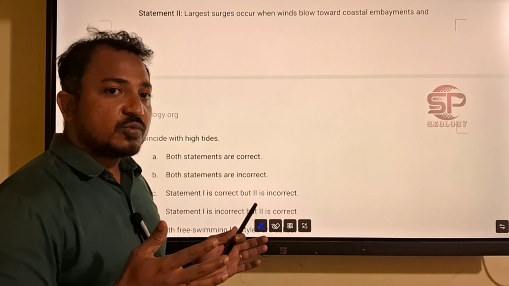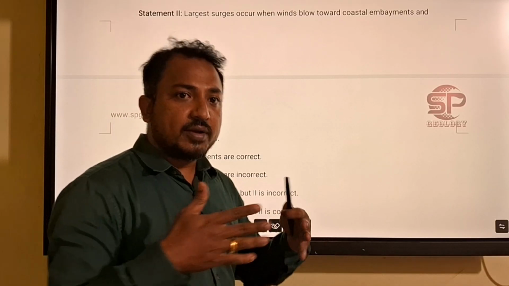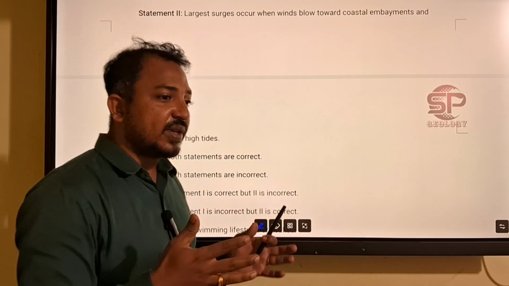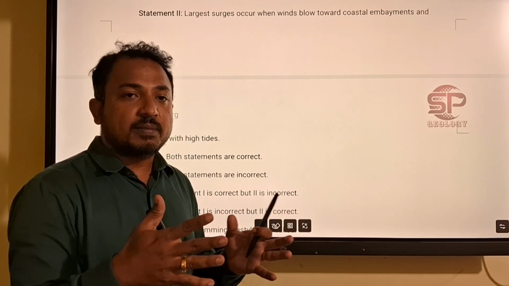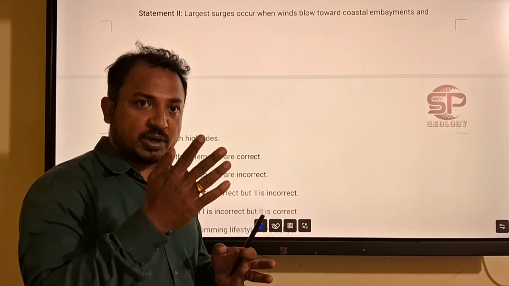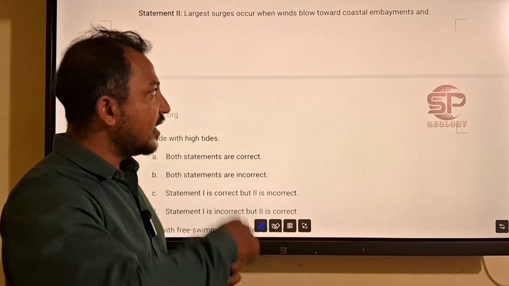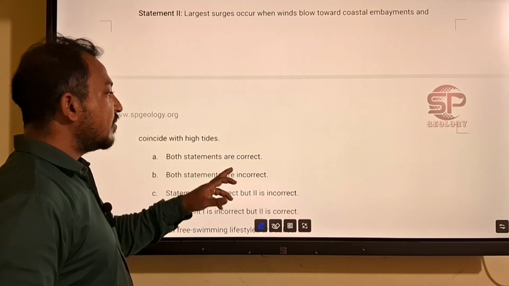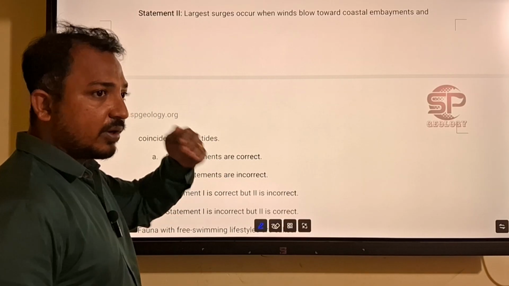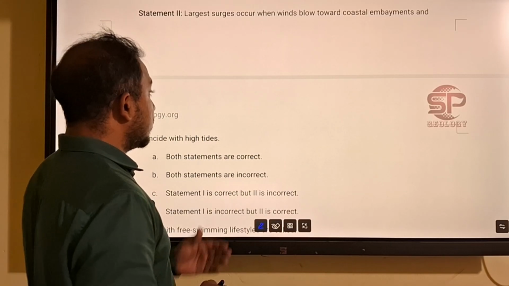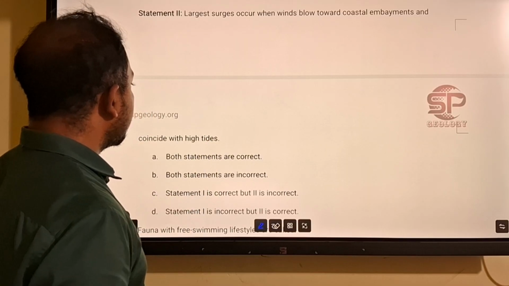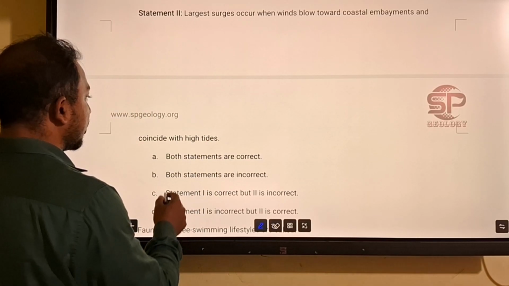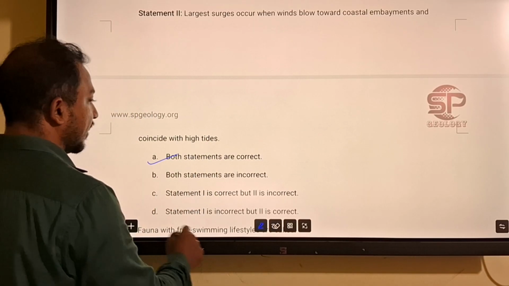So when these large waves enter into the bay region, they are compressed, and their height will increase furthermore. And when they are added with or coincide with the high tides, then you'll get very large surges. So that means both the statements are correct.